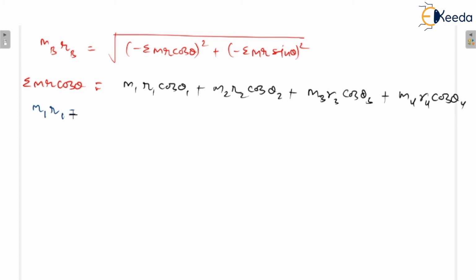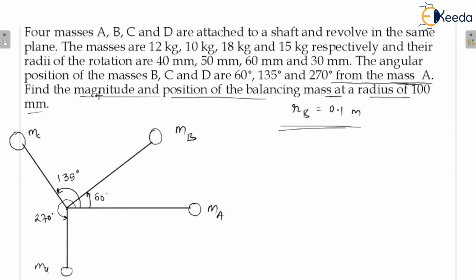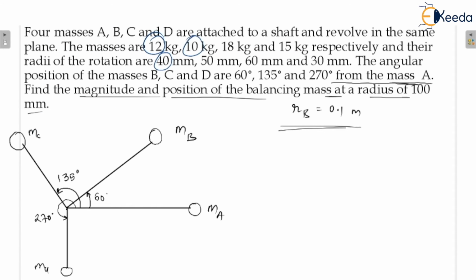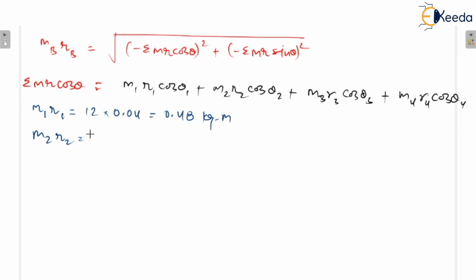M1 R1 is equal to what? M1 is 12 kilogram and R1 is 40 mm, so we need to consider it in meters. We will get 0.48 kilogram meter. Similarly, M2 R2 you can calculate. M2 is 10 kilogram and R2 is 50, so 10 multiplied by 0.05 will get 0.5 kilogram meter.